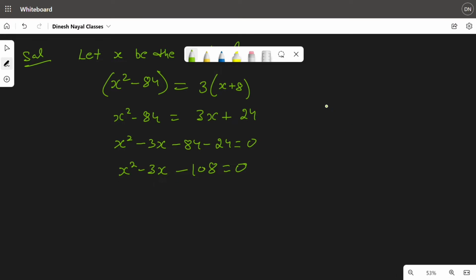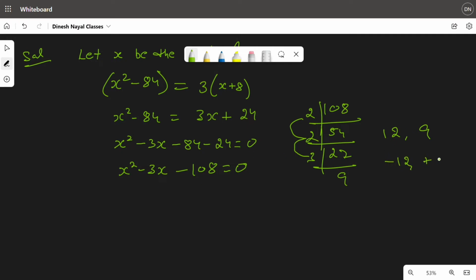Now see, we can solve this by middle term splitting. So we have to factorize 108. This is 2 times 54, again 2, 27, and then 3 times 9. So we have two numbers, 12 and 9. So we can take minus 12 and plus 9, because the sum is minus 3 and the product is minus 108. So two numbers are minus 12 and plus 9. So this will be x square minus 12x plus 9x minus 108 equals 0.